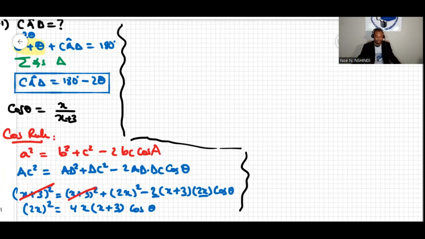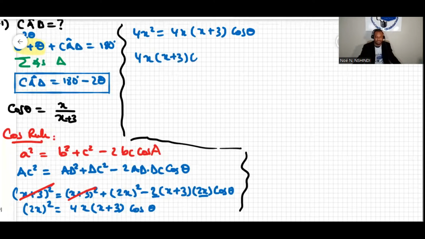Now we have 2x to the power of 2 will be like 4x squared, equal to 4x times (x plus 3) times cos theta. I would like to write my unknown on the left hand side. So we have 4x times (x plus 3), I interchange the sides, equal to 4x squared. I need to find cos theta.